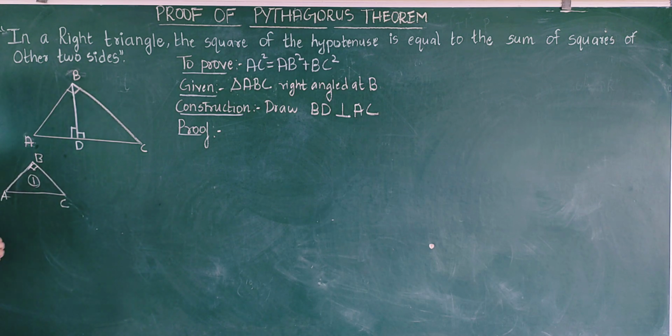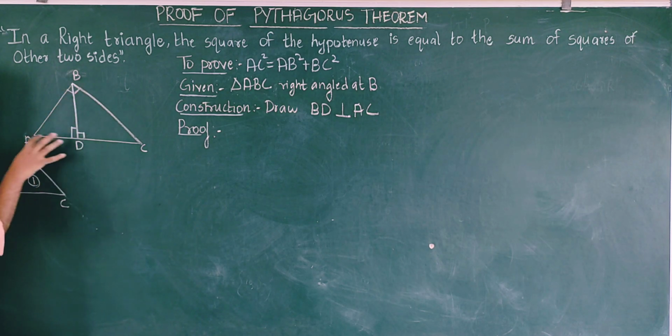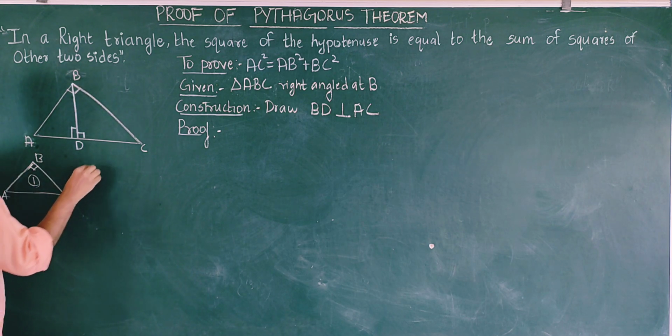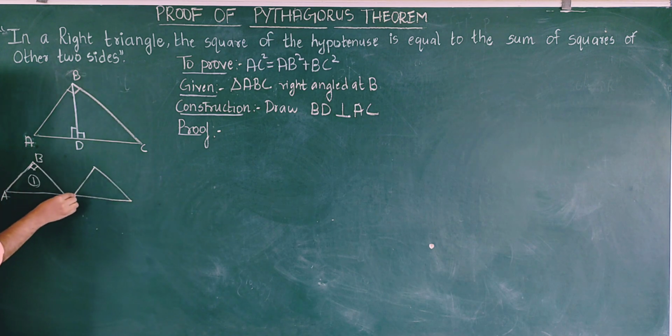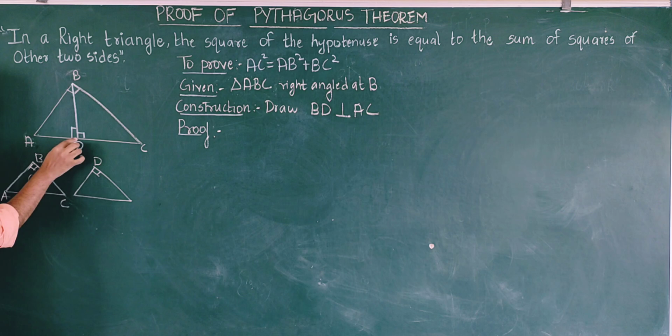Next triangle. What is the next triangle? This will be your next similar triangle. See here, A, D, B. This is your next triangle. How to draw it? I will draw like this. You may ask why. I will write D here. Why D here? It is 90 degrees here, and B is 90 degrees here.